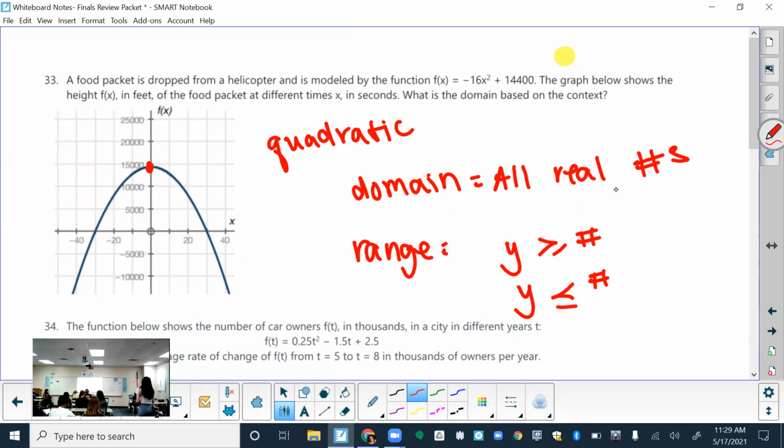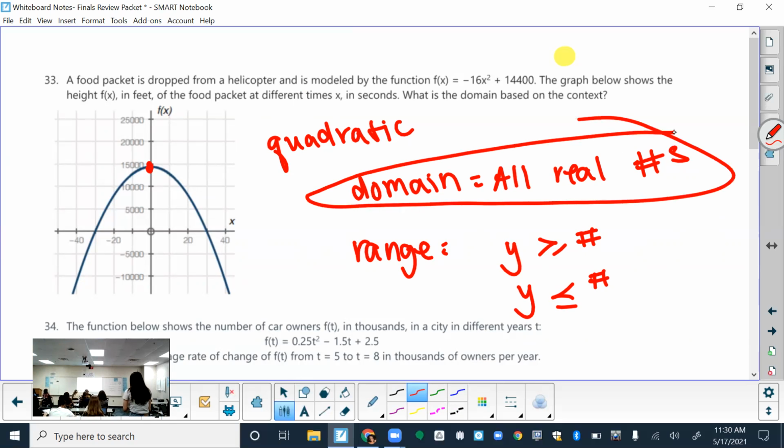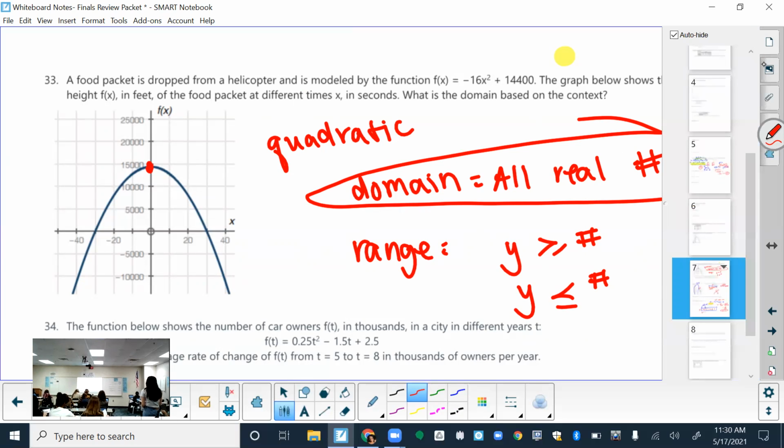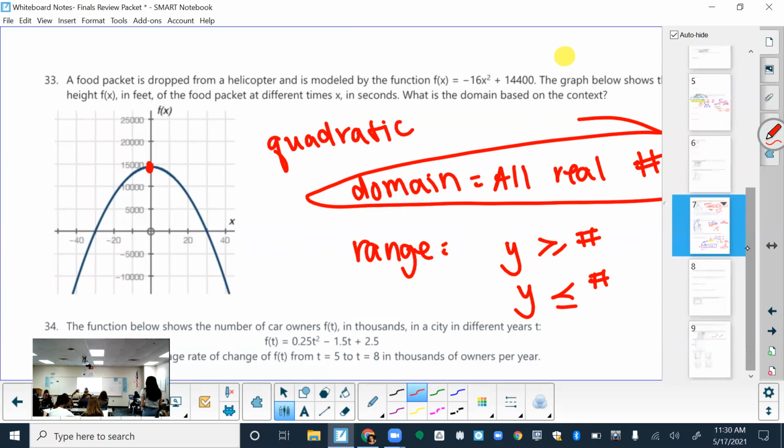Yes. All right, any other questions from the packet? Yes? Should be all real numbers. Is that an option on your screen? Okay. All right, any other questions on the packet? Yeah. 39.